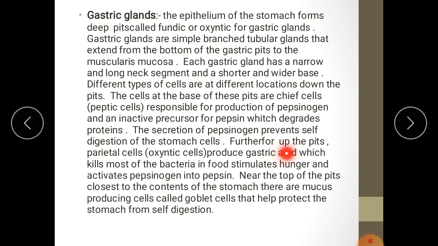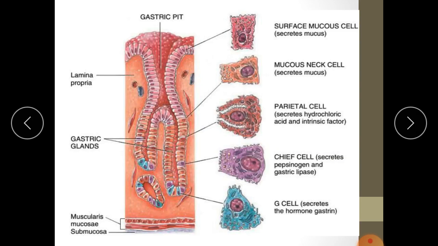Further up the pits, parietal cells or oxyntic cells produce gastric acid, which kills most of the bacteria in food, stimulates hunger, and activates pepsinogen into pepsin. So at the top region, parietal cells are present. These are parietal cells, and at the basal region, chief cells are present. As you go towards the surface of the gastric pit, the parietal cells are present.